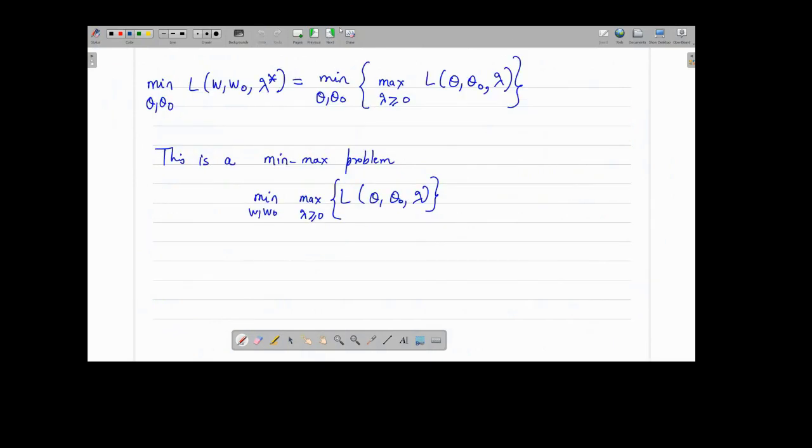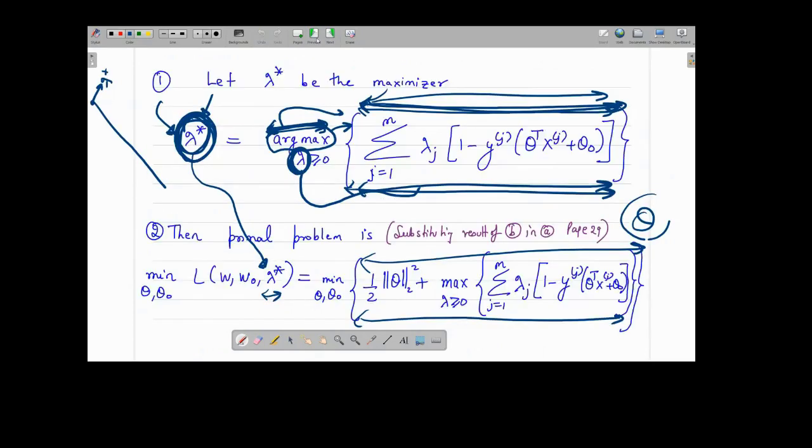So basically, once you put that value lambda star here, what happens is, if you recall, we have this max here and we have this minimum here. So this max and this minimum will be actually combined together.